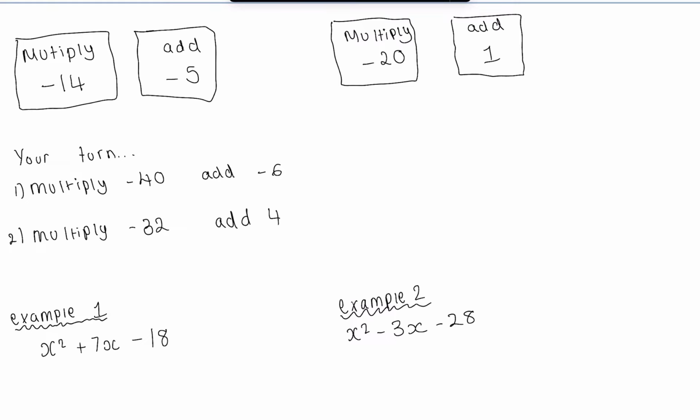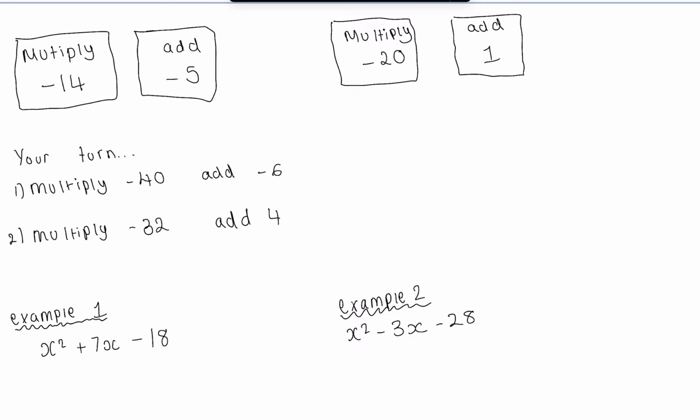Now, just like our previous session, we're first going to be having a look at finding numbers that multiply together to give us one number, but add together to give us another. But this time we're looking at when we've got some negatives involved. So, we want to find two numbers that multiply to give negative 14. So let's list some factors.